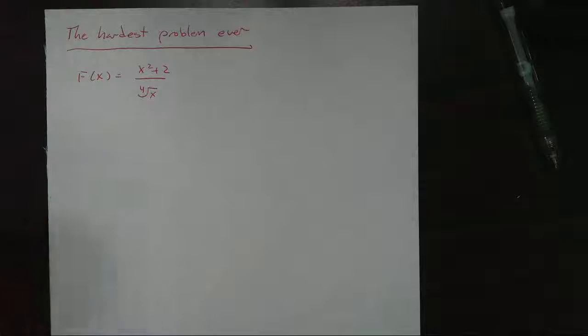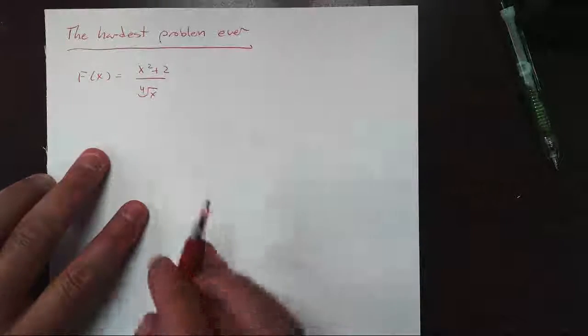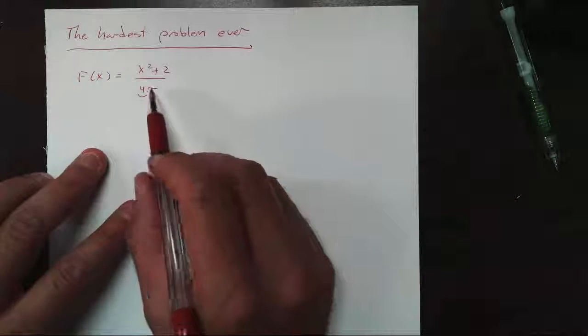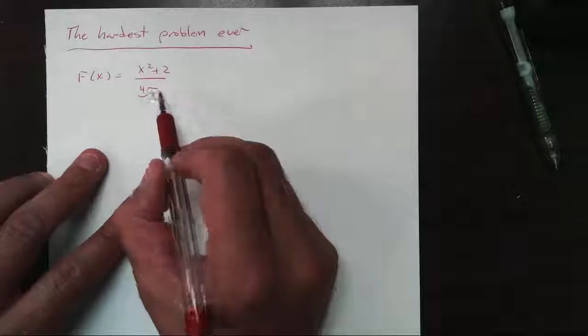Hi, welcome back to part 2 of Product and Quotient Rule. Welcome to the hardest problem ever. F of x, we want to take this derivative. This is a quotient rule, so it says x squared plus 2 over the fourth root of x.